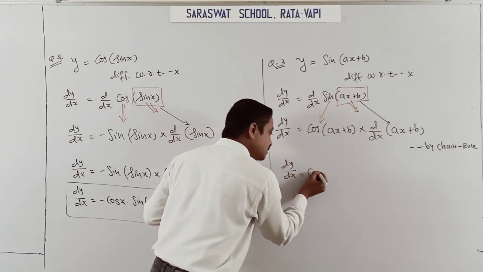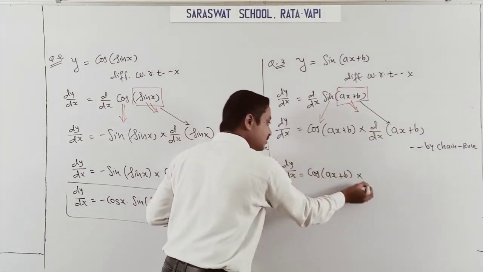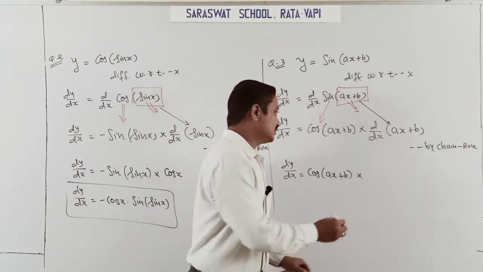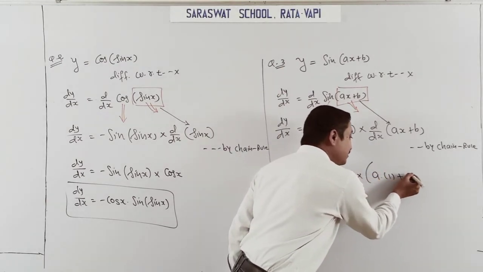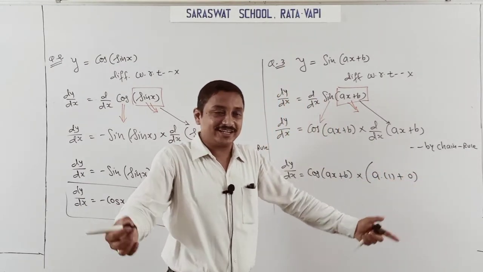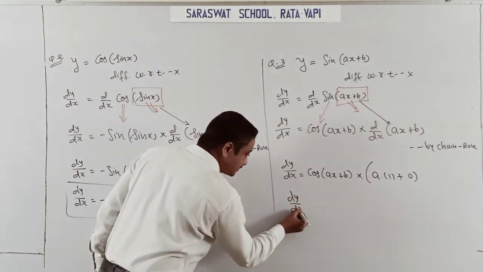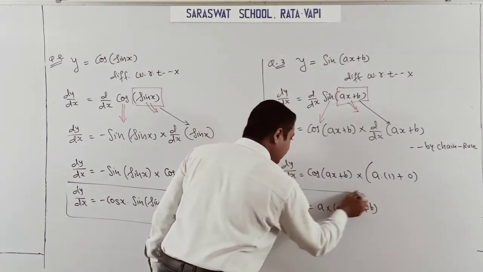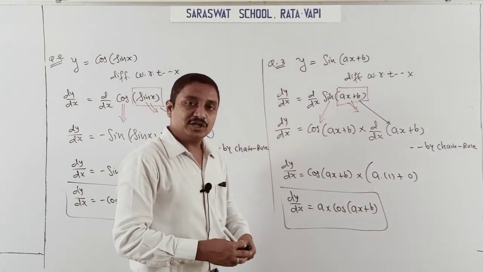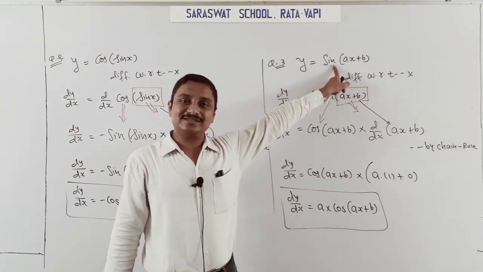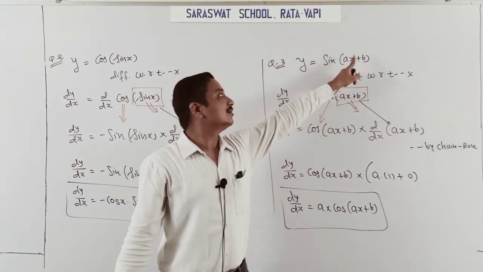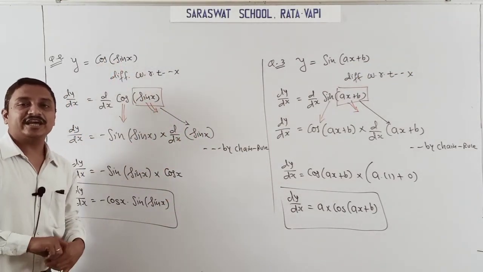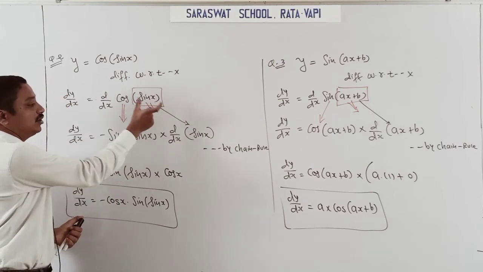Dy by dx, cos ax plus b the same, into. Now students, I go to the derivative with respect to x. So the derivative of ax is a, but the derivative of b is what? 0 because it is a constant. So dy by dx is a into cos ax plus b, and here our happy solution is over. Students, for more practice you try here cos, tan, sec, cosec, cot in ax plus b. Here also you try for more practice, change the internal function and go to your formula by chain rule.